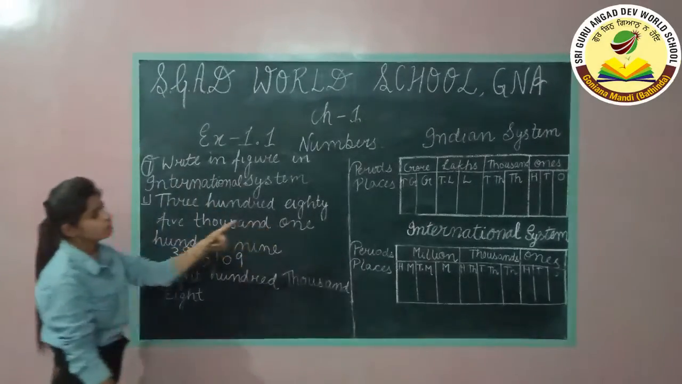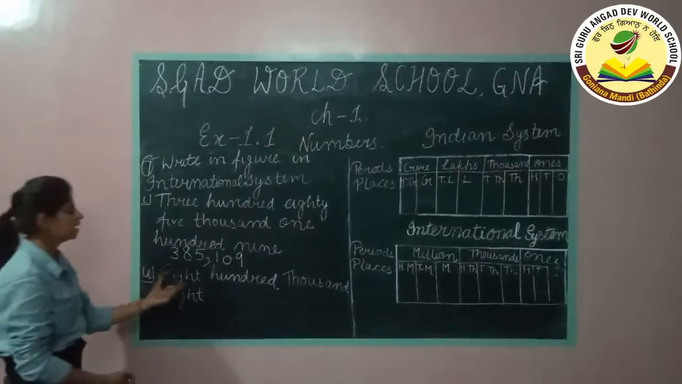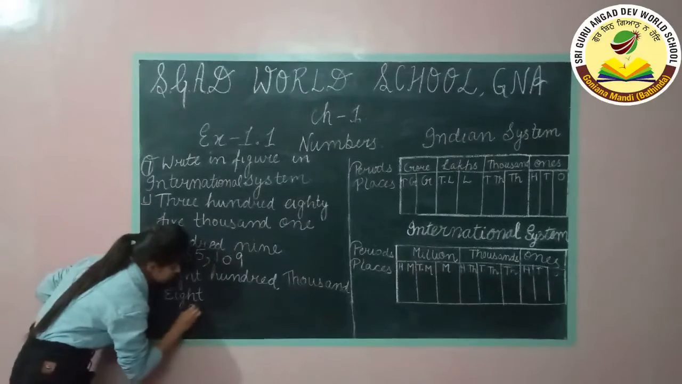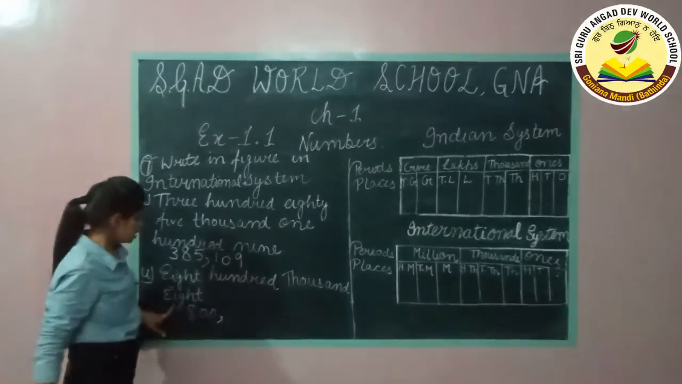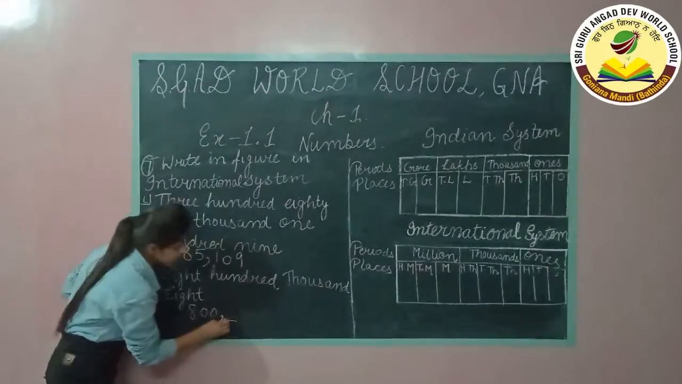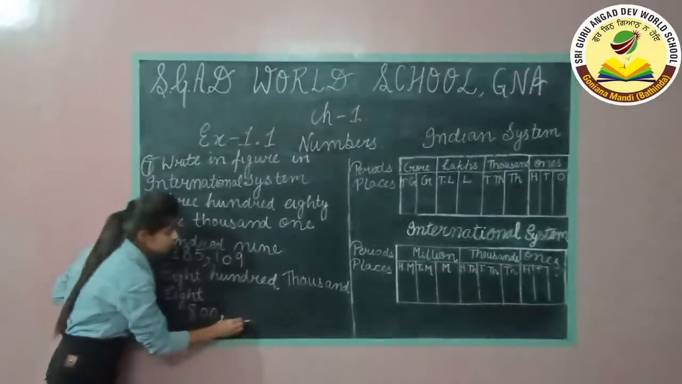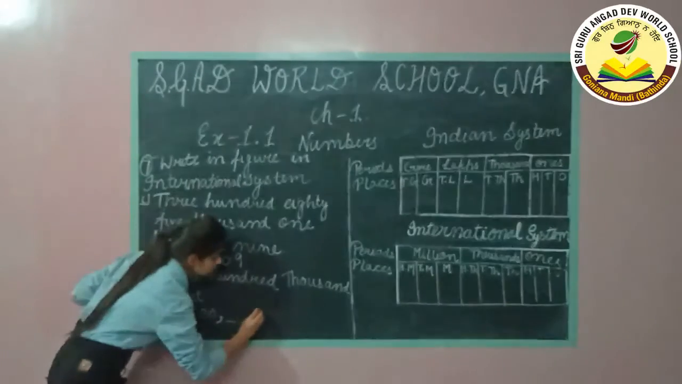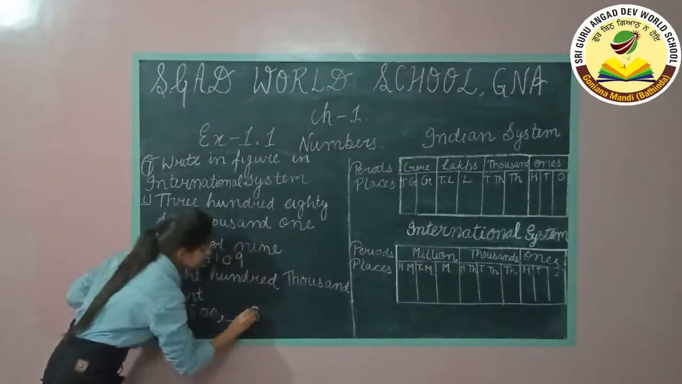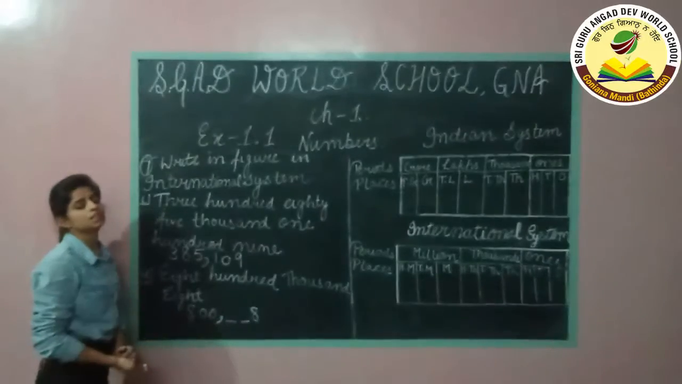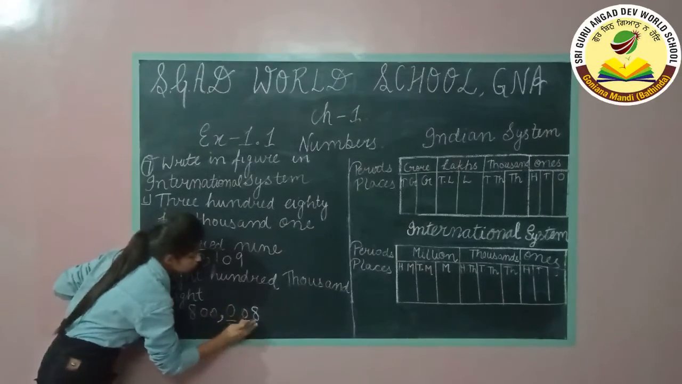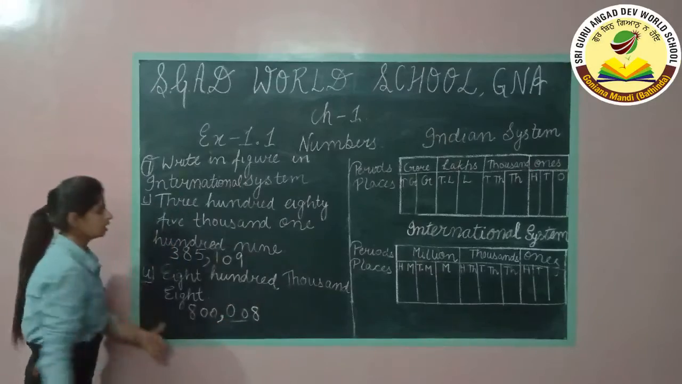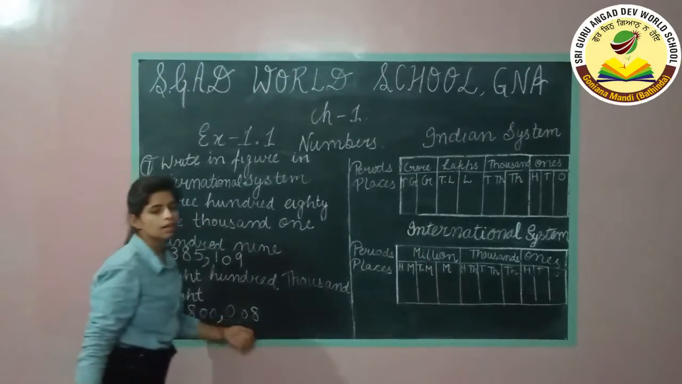800,000. In the 1000 period we write 800. 800 comma 8. Once the 100 place is also vacant, the 10th place is also vacant. We write it as 8. Which places are vacant? We write them as 0. This is called 800,008.